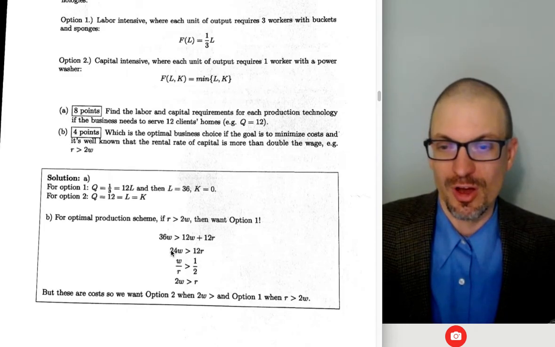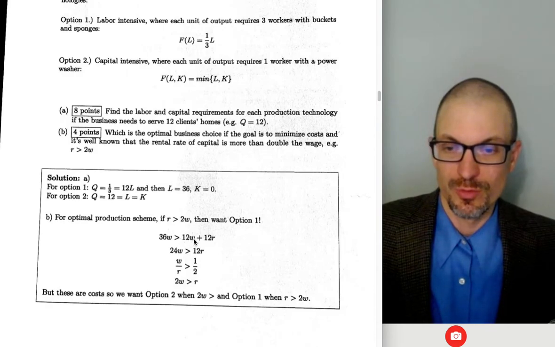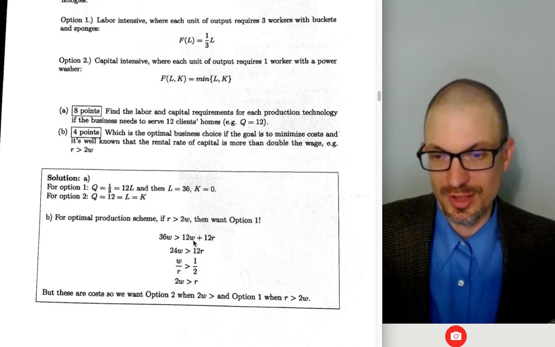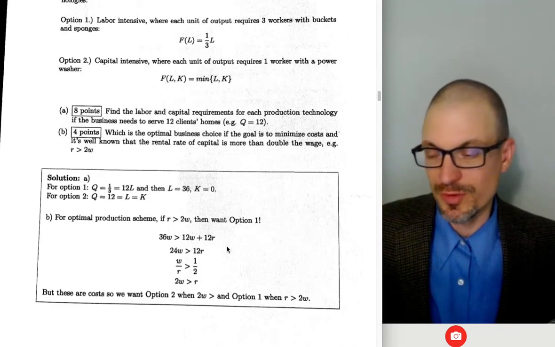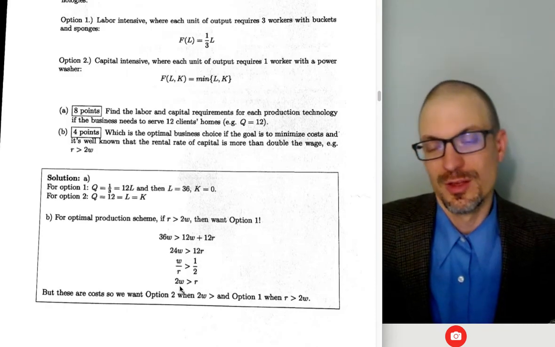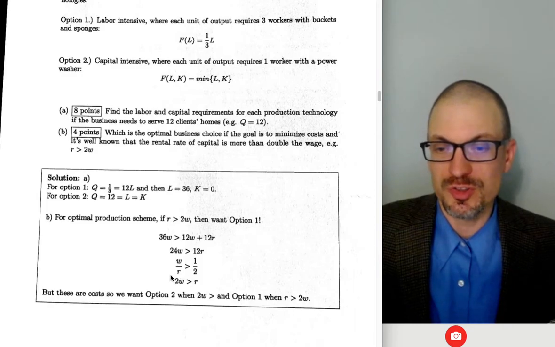We can look at the cost to produce, in this case, those 12 homes. So it's going to be 36 workers times W, whatever the wage is. And then for option 2 it's going to be 12 workers times the wage plus 12 machines times the rental rate of capital. So 36W is going to be greater than 12W plus 12R. Solving, 24W is bigger than 12R, or W over R is greater than 1/2. That's where I got this condition, 2W is greater than R, right? So it would be more expensive.